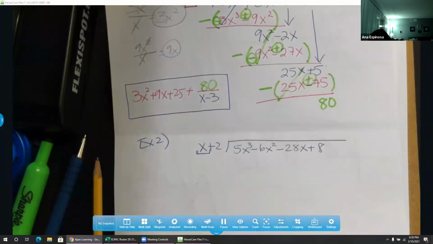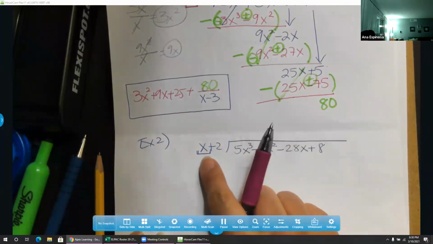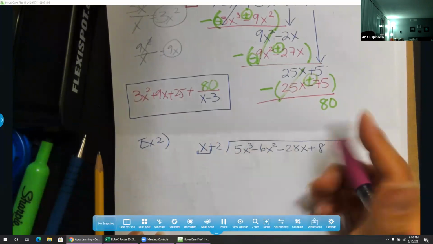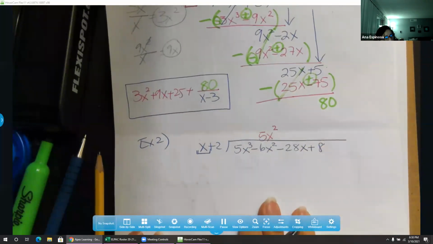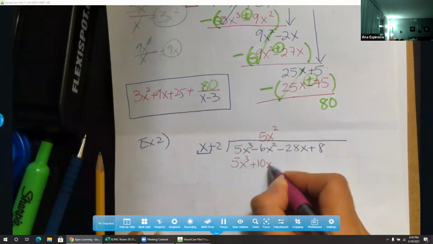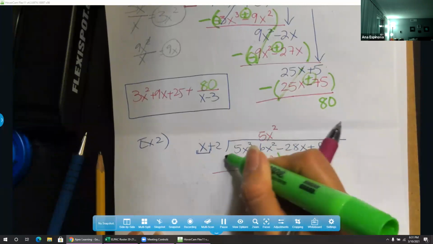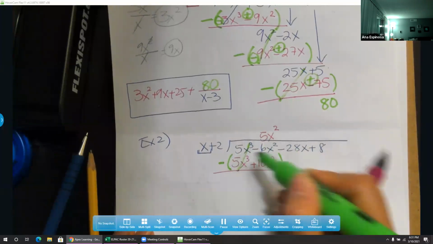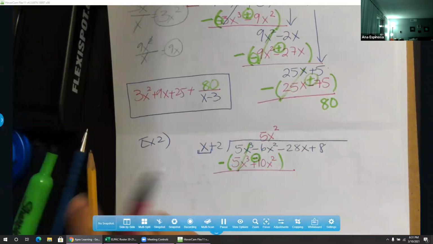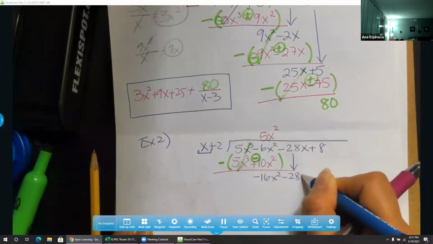So what times x gives me 5x cubed? You can take them and divide them by each other, or you also can say, well, I'm already seeing what it's going to be equal to. So this into that, it's going to be 5x squared. I multiply: 5x cubed plus 10x squared. I wasn't missing any powers. I didn't have to do anything there. And I subtract. That cancels, that changes this sign, and that gives me negative 16x squared, and it brings down the next number.